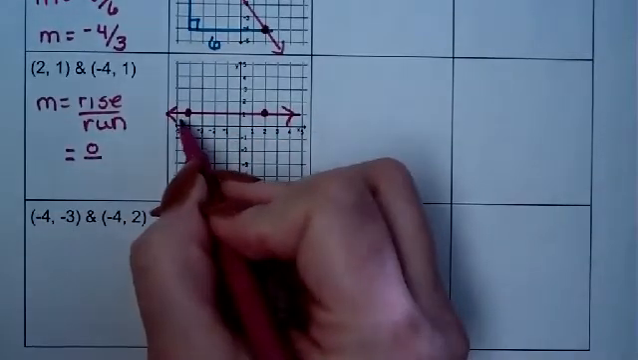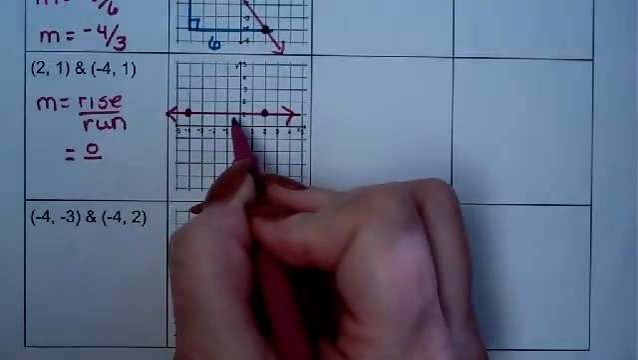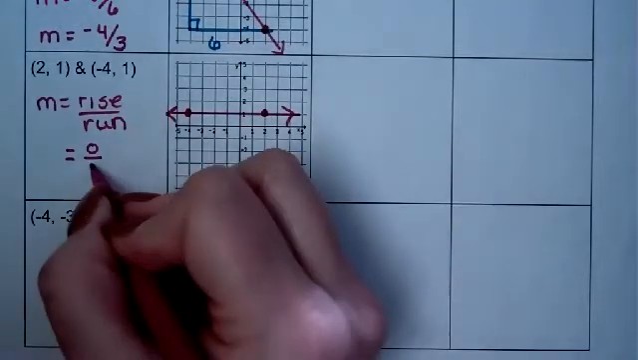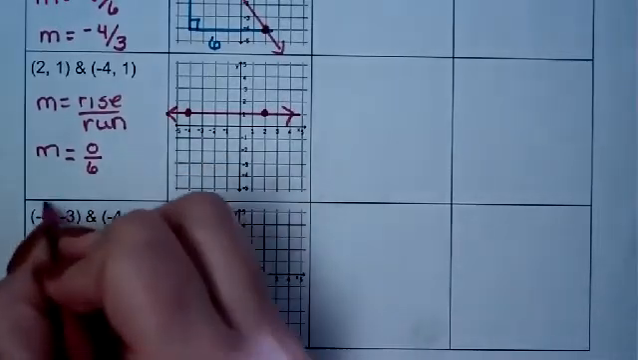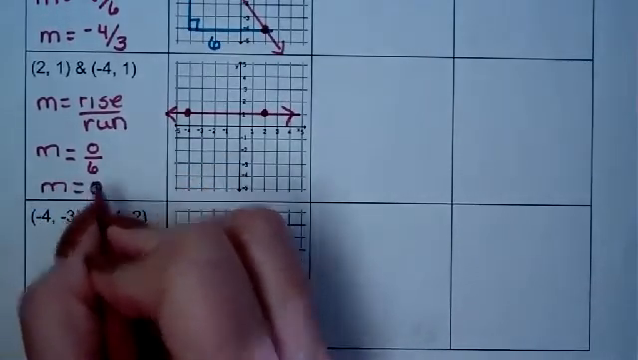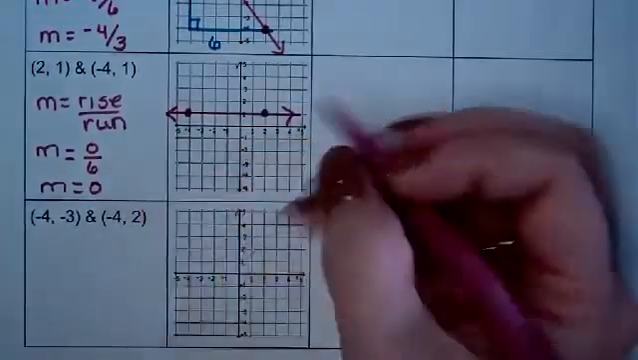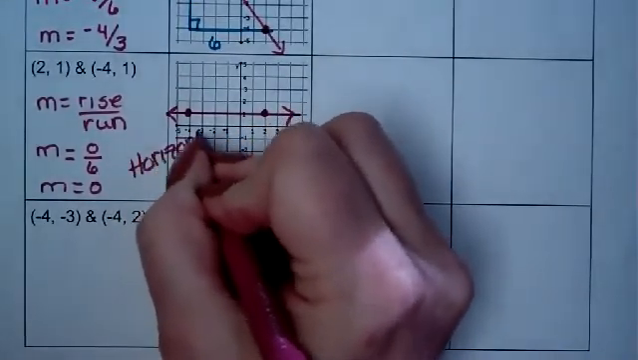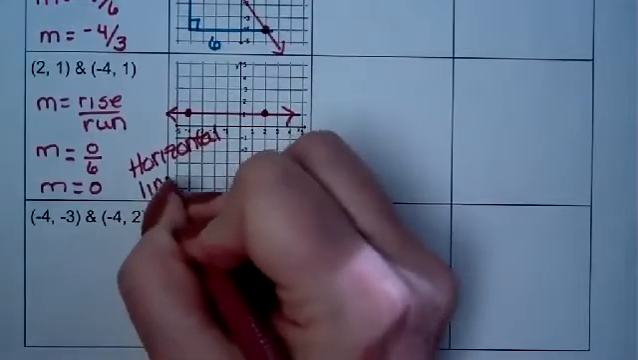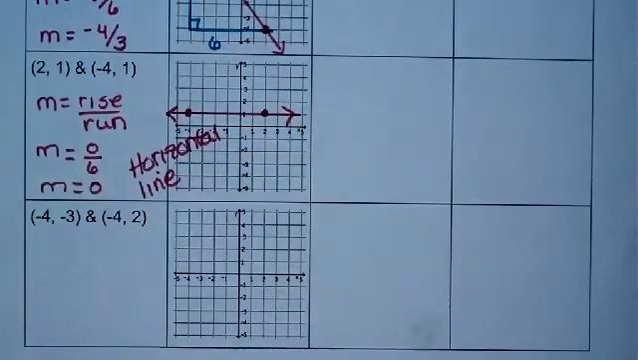Now how much is my run? 1, 2, 3, 4, 5, 6. But guys, look right here. 0 over 6 simplifies to what? It's just a big old 0. Guys, anytime you have a horizontal line, you're going to always have a slope of 0. Okay? Now, the last example is the complete opposite of a horizontal, which is vertical.